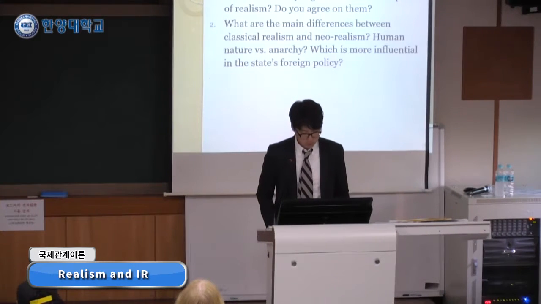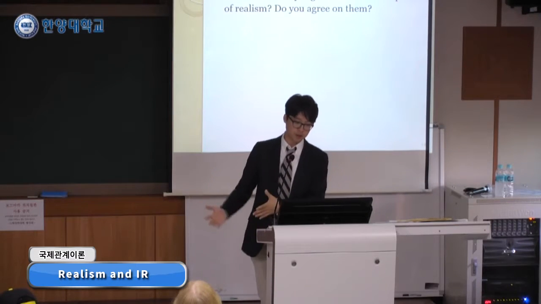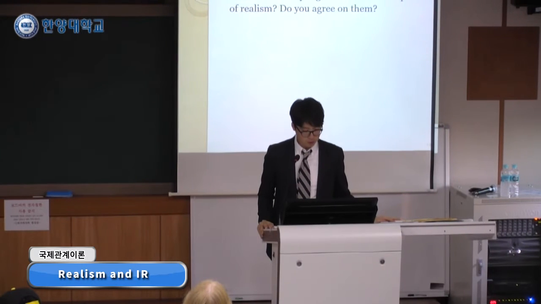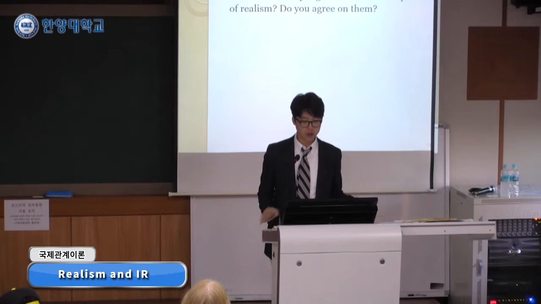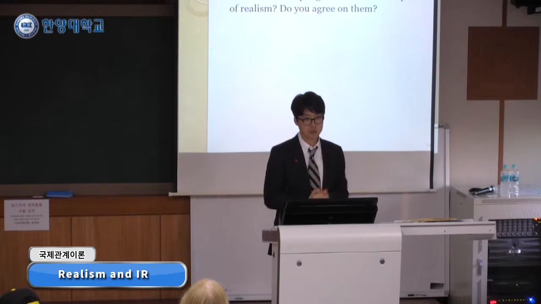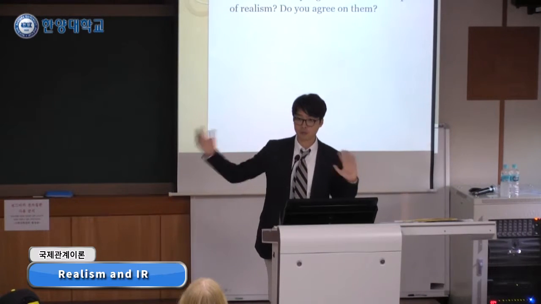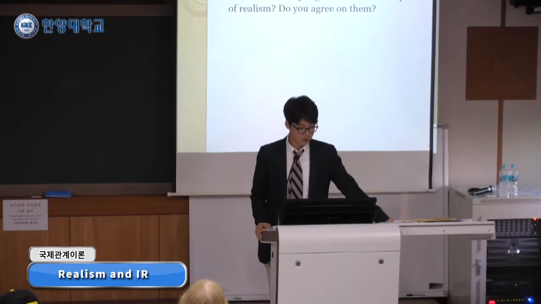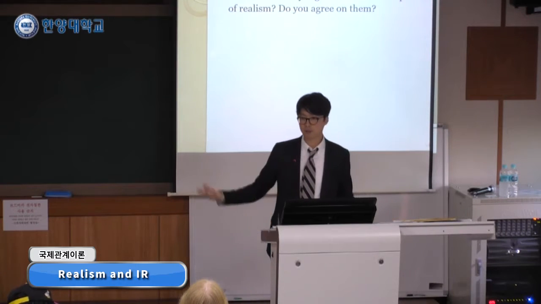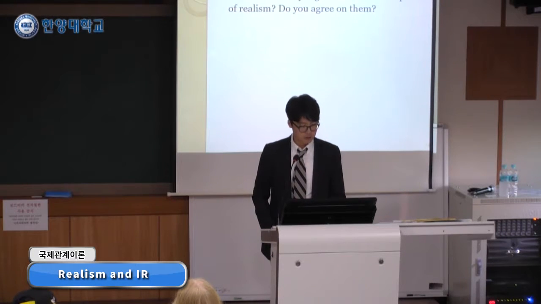Okay, so the first question is quite an obvious one, right? And this is a question that already appeared in the course syllabus, right? What are the key arguments and assumptions of realism, or what are the key predictions that realist theory makes with respect to international relations and particularly state foreign policy behavior, right? What kind of predictions and arguments do realist scholars make? And do you agree with them? Do you agree on the key arguments, assumptions, and predictions of realist theory?